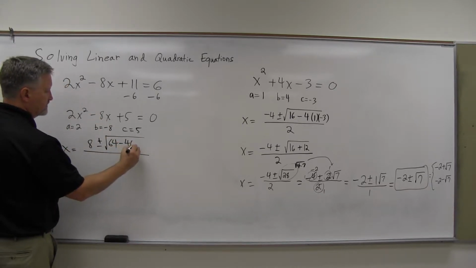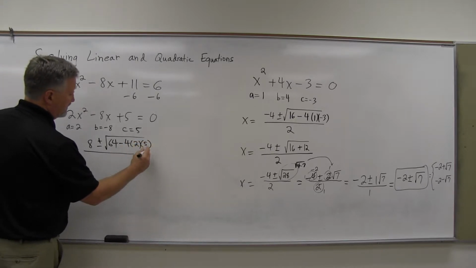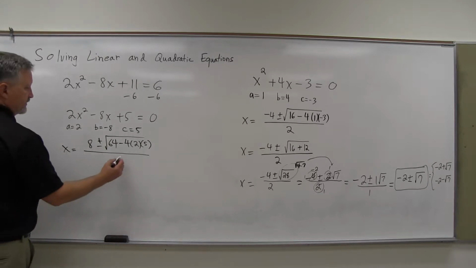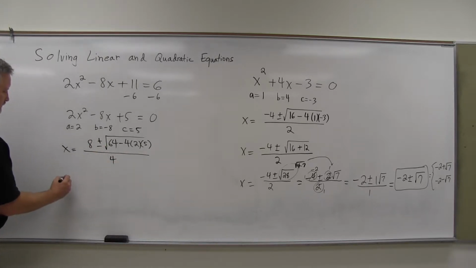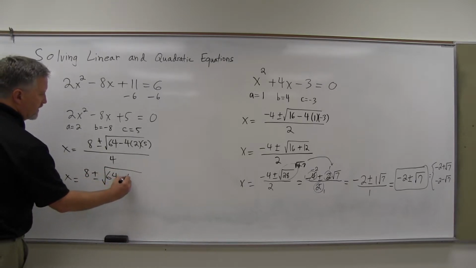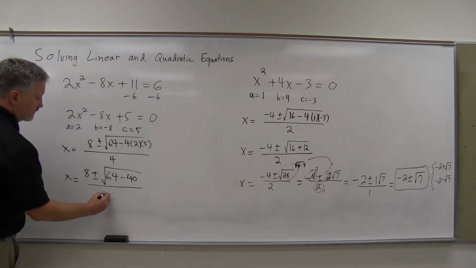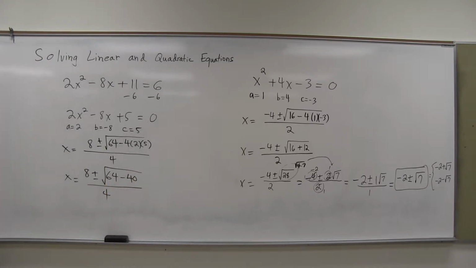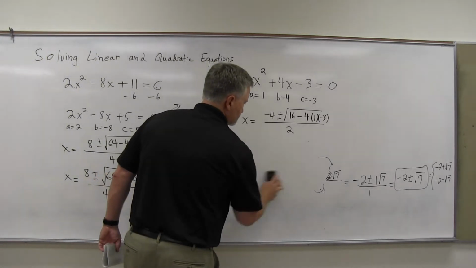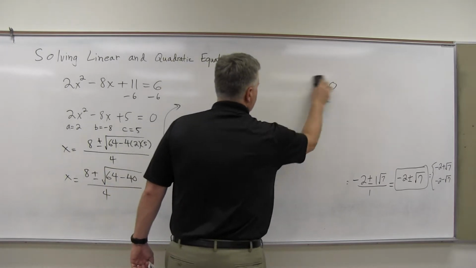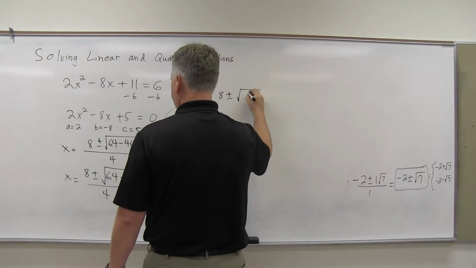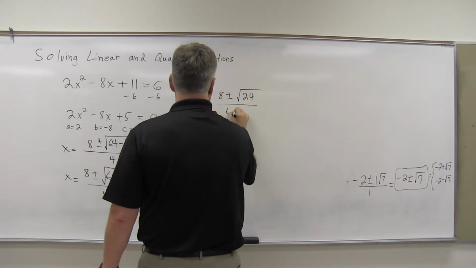And then -4 times a times c. You don't have to write that, but with those signs, sometimes it's helpful to do. And then all over 2a, so that's all over 4. So we've got 8 plus or minus square root of 64 minus 40 over 4. In this case, we are going to subtract in that square root. So we've got x equals 8 plus or minus square root of 24 divided by 4.